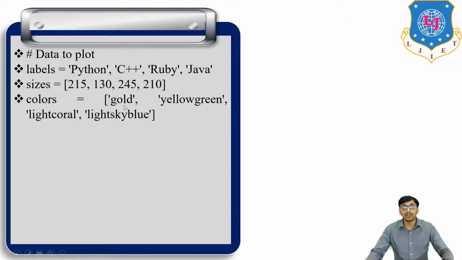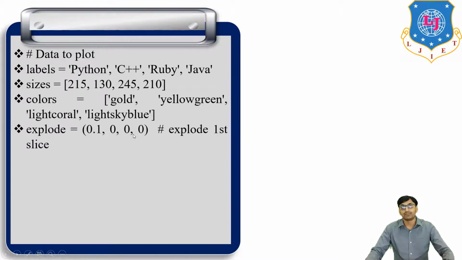Then colors is equal to gold, yellow green, light coral and light sky blue. Colors for all four elements. For the first one gold, for the second one yellow green, for the third one light coral and for the fourth one light sky blue. Then explode is equal to 0.1, 0, 0, 0. It means the first element Python is exploded by this value 0.1. So explode the first slice.